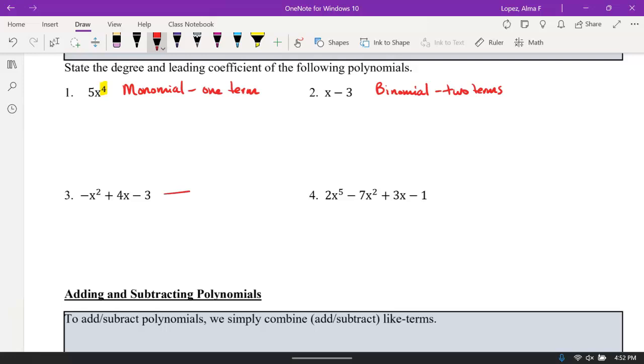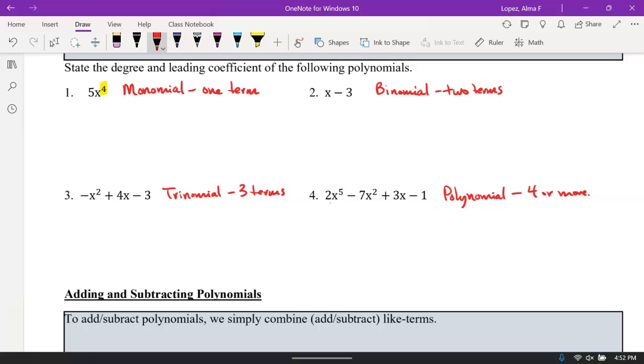The third one has three pieces in it, so we're going to call it a trinomial because it has three terms. And 1, 2, 3, 4. This one we're just going to call a polynomial. Anything over 3 terms is going to be called a polynomial. Actually, anything over 1 term can be called a polynomial, but typically it's when there are 4 or more.